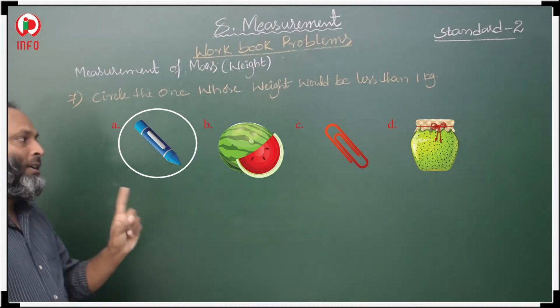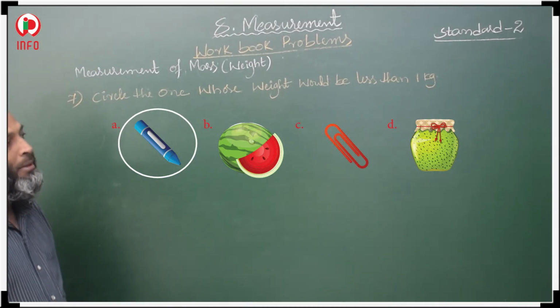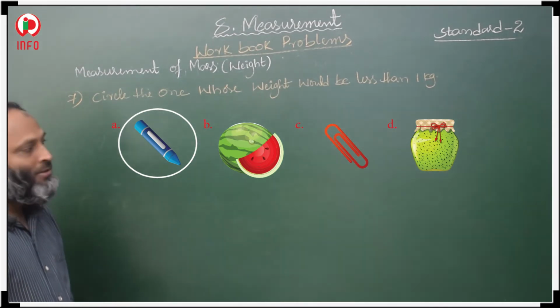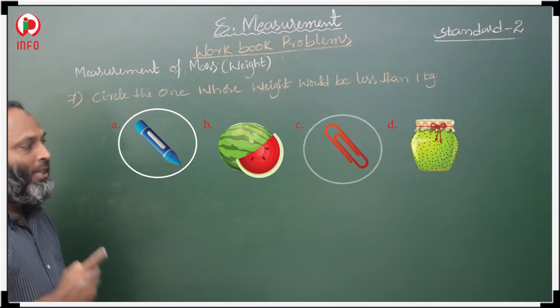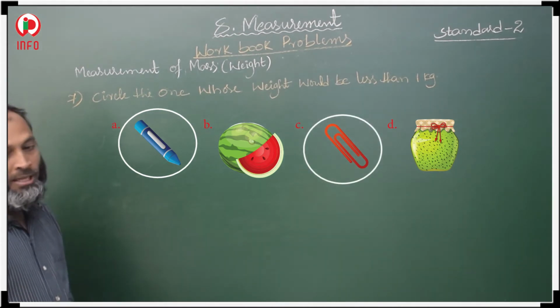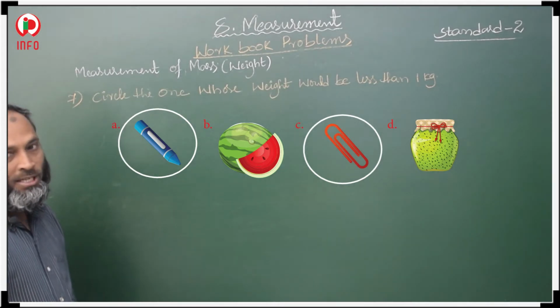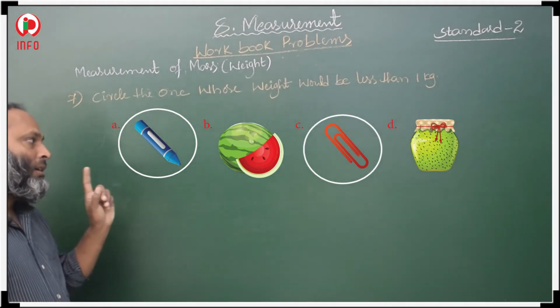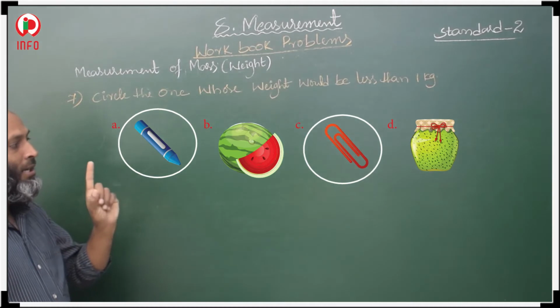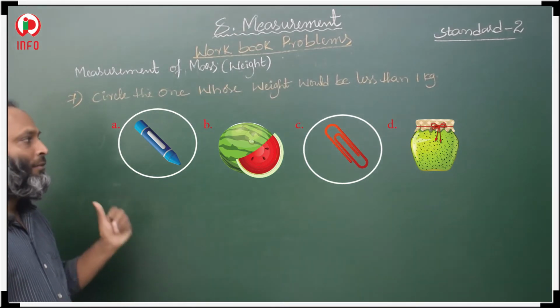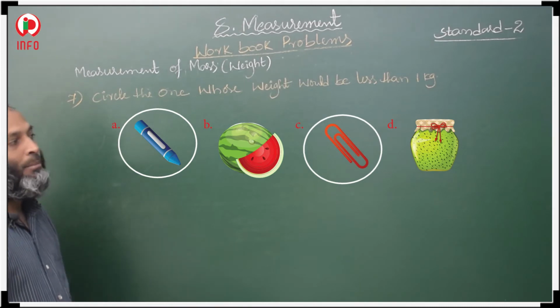Then after that, paper clip. The paper clip is less than 1 kg weight, so circle the paper clip. Then D1 is pickle. The pickle's weight is more than 1 kg only. So circle A1 and circle C. These two have less than 1 kg weight. One is a pen, the other one is a paper clip.